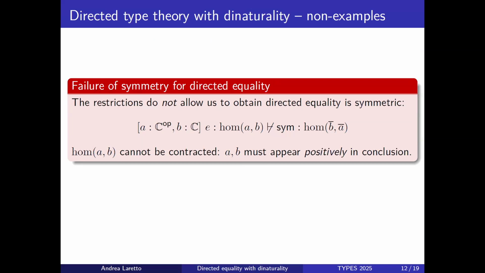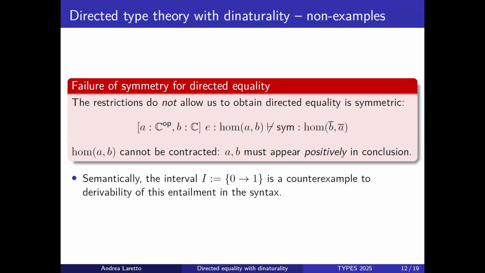And symmetry is precisely what you do not get. The syntactic restrictions tell you that you cannot contract this E and also have that B bar and A bar become the same. That's why, because A and B must only appear positively in the conclusion. So you're exactly doing the kind of thing that the rule forbids you. So semantically, you cannot prove this in exactly the same way that Jacob told you. You just pick a type that is not a good point.